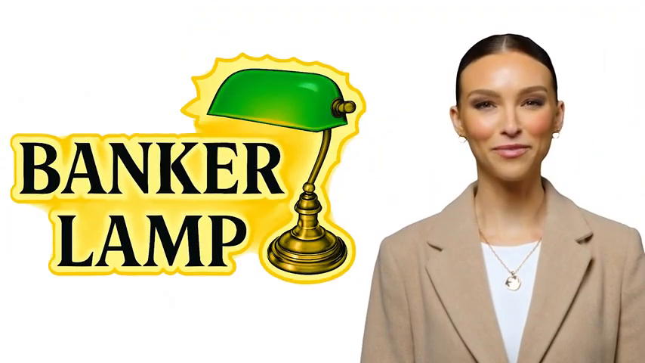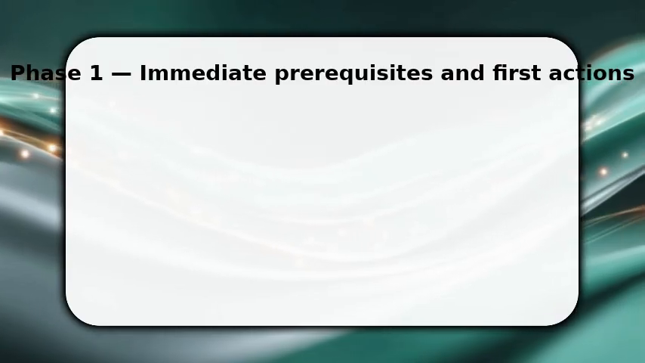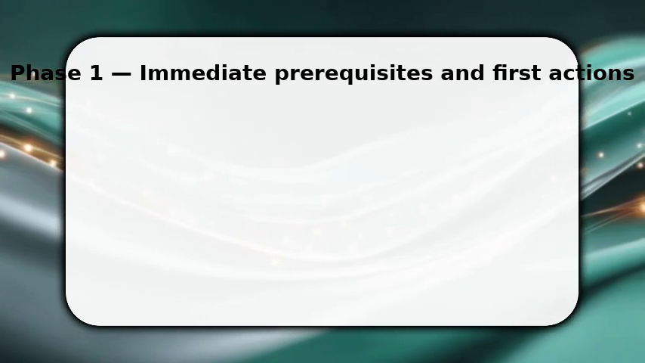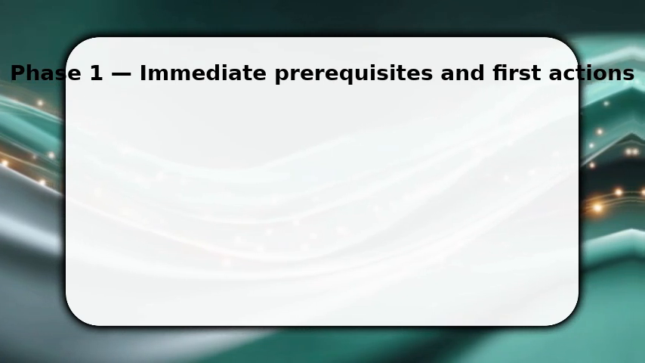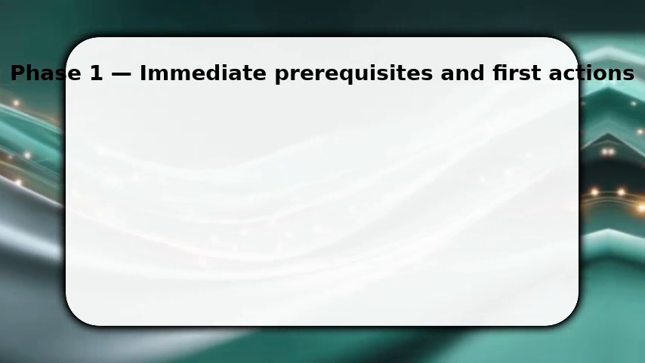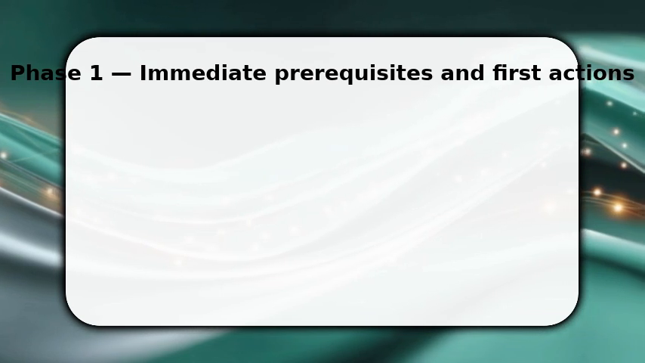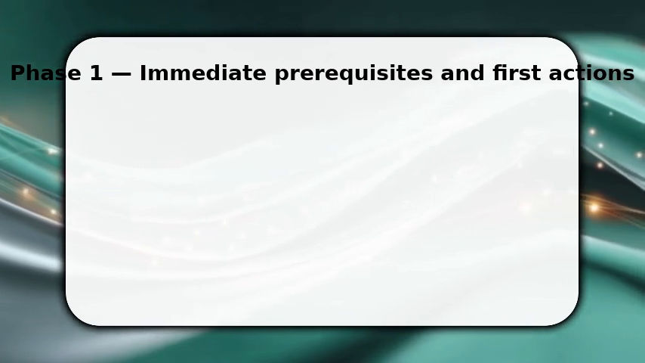Please enjoy the video. You start with what matters: principal, rate, term, and contribution pattern. Enter the current balance, then set the annual interest rate as a percent. Next, choose compounding frequency annually, monthly, or daily because compounding changes outcomes.